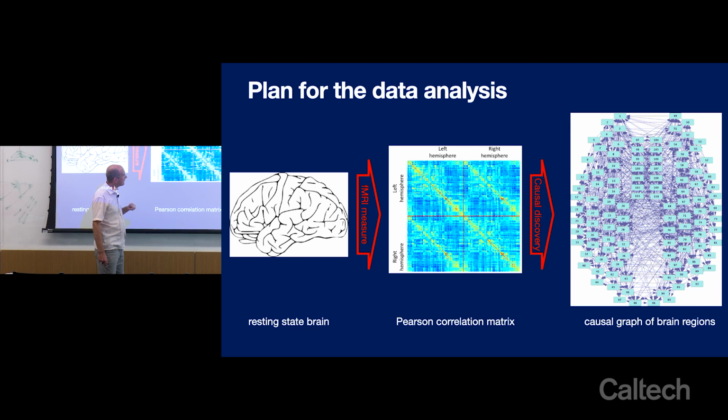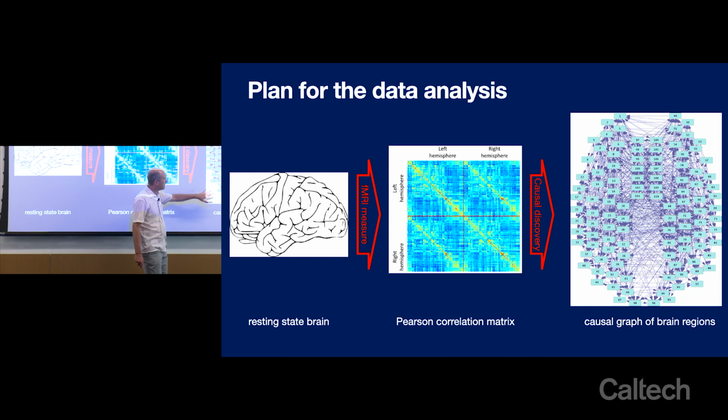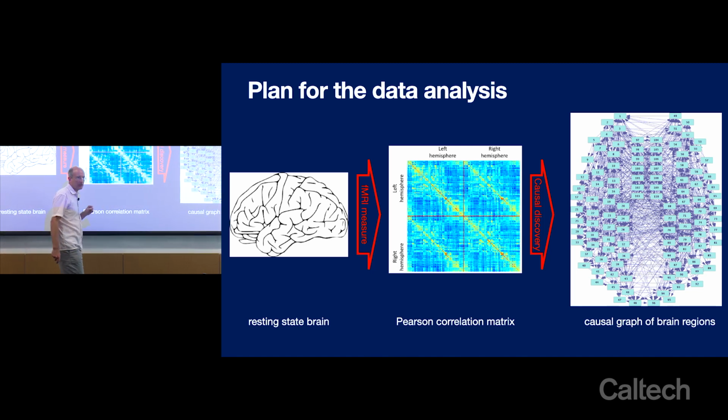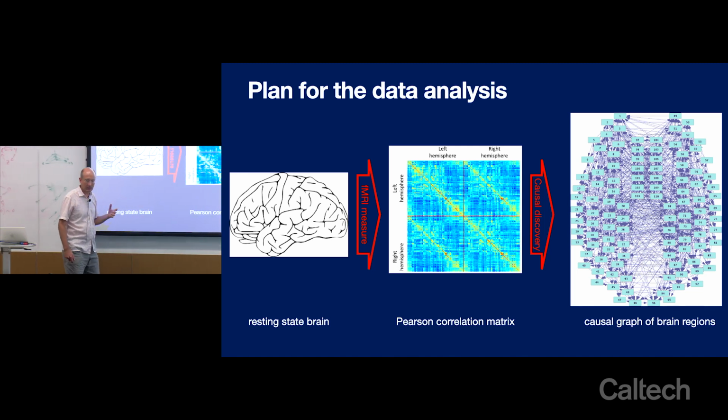But then we can ask ourselves, what gives rise to this sort of correlation? Can we actually construct the graph over the 110 parcels and put in some edges of where we think the connections might be? And so that's what we'd like you to do.